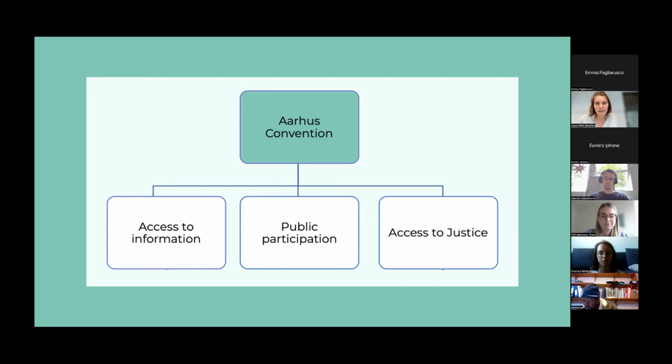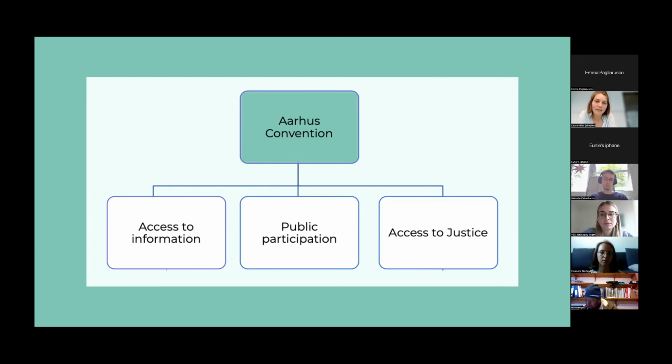And then the third one is access to justice, which means that you have opportunities to challenge environmental decisions and to challenge whether they are compatible with other, for example, international agreements or national legislation, and that you have an opportunity to basically be heard in court or through another body that enables you to have a review of certain legislation and certain decisions, not just legislation.